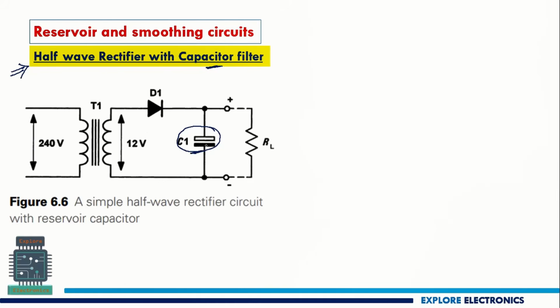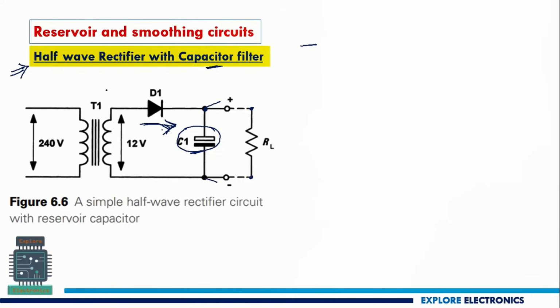Now this capacitor is added. What happens when the capacitor is added? When the current is flowing in this direction, when the diode is on, this capacitor will charge to the maximum value. And we are measuring the voltage across this as the output. The output will be the same as the voltage across RL. So this capacitor will be charged to the maximum value. It means the capacitor output will be 0 initially.